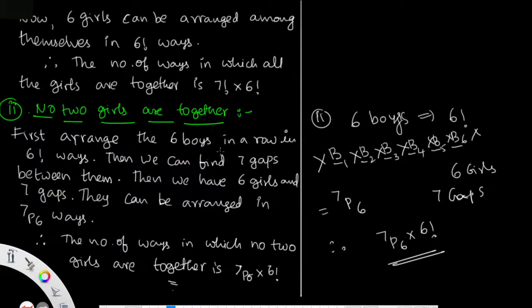No two girls are together. First, arrange the 6 boys in a row. In how many ways? 6 factorial ways. Then, for no two girls together, the girls must be arranged in between the boys. How many gaps are there between them? 7 gaps appear. In these 7 gaps we can arrange the 6 girls, so they can be arranged in 7P6 ways. The total number of ways in which no two girls are together is 7P6 into 6 factorial.